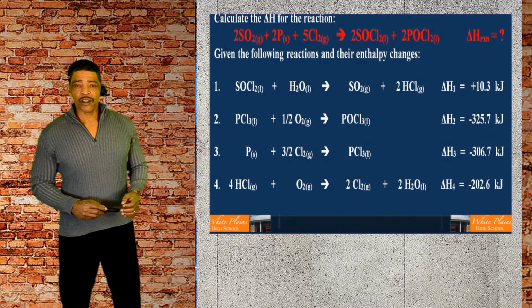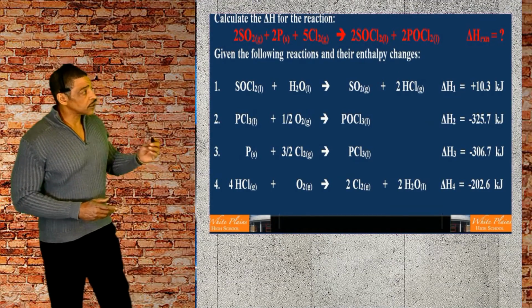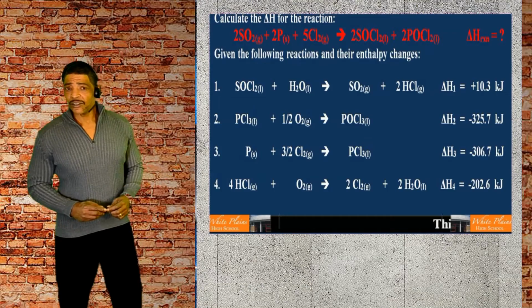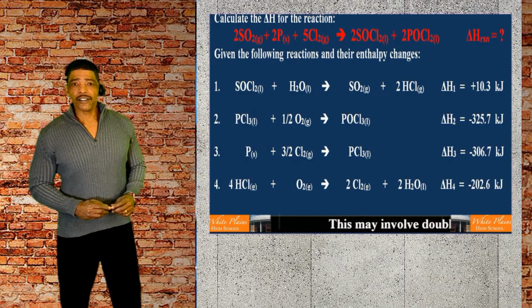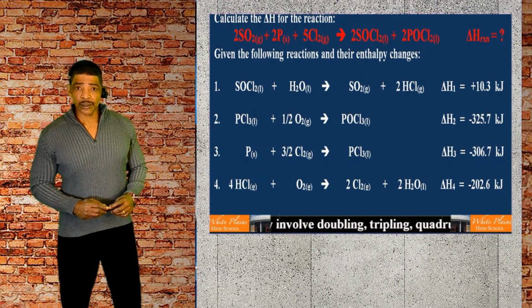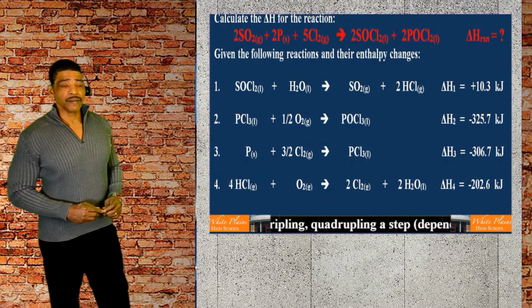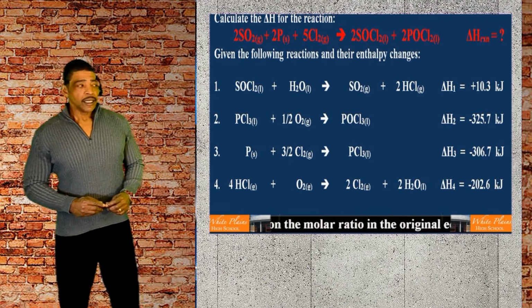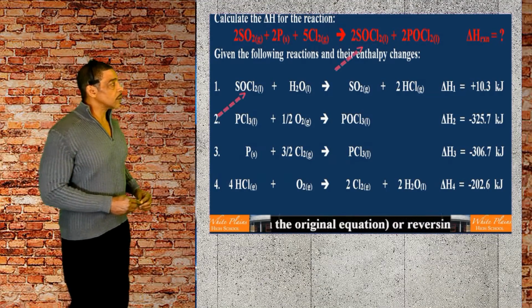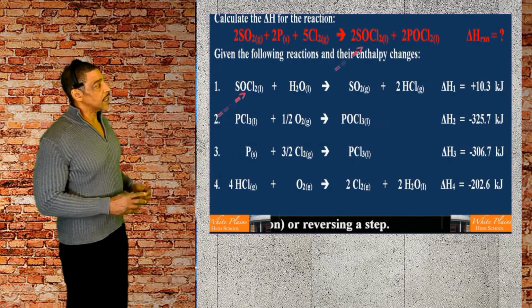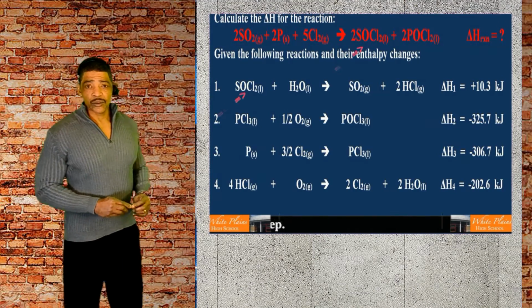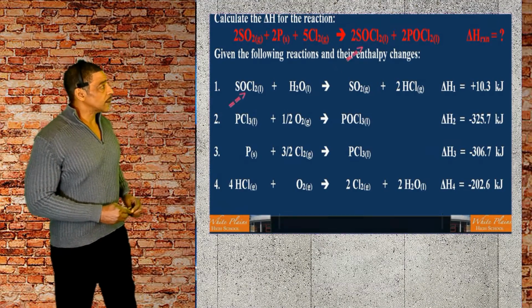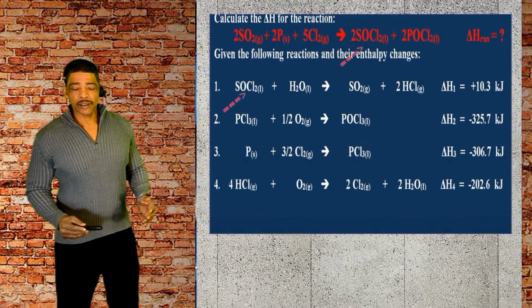The key to solving for the delta H of the original equation is to arrange the individual steps such that they match the original equation in terms of orientation and stoichiometry. In step 1, thionyl chloride appears on the reactant side. However, in the original equation, 2 moles of thionyl chloride will appear on the product side.